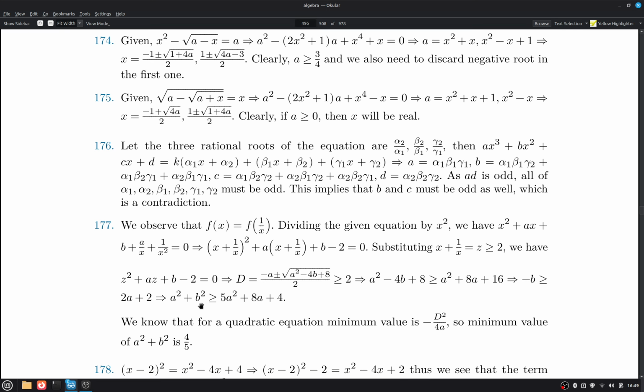So a square plus b square would be greater than or equal to 5a square plus 8a plus 4. Now this is a quadratic expression, and we know that for a quadratic the minimum value is minus d by 4a. If you look at the discriminant of this expression, it would be 8 square minus 4 into 5 into 4, that is 80. 64 minus 80 would be minus 16. So minus d would be 16 and 4a would be 20. So the minimum value of a square plus b square is 4 by 5.